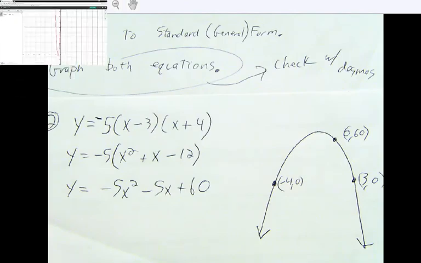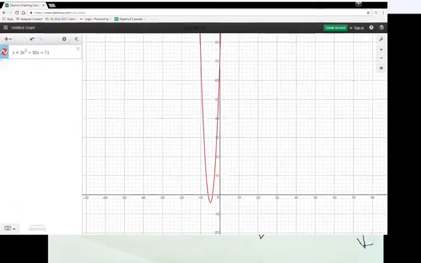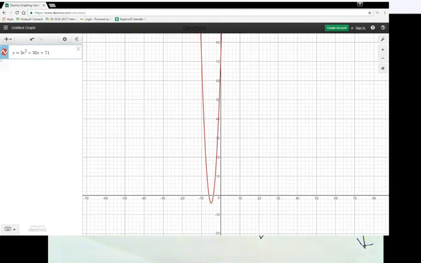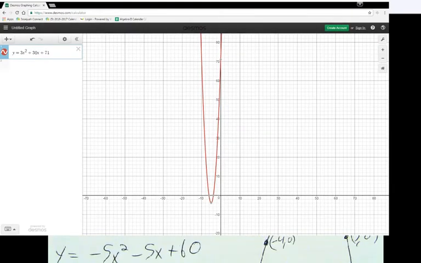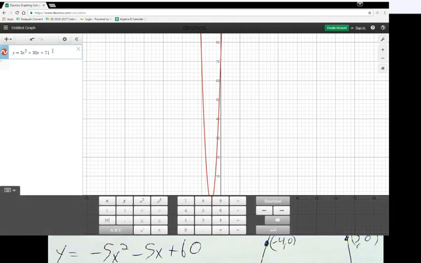So I'm going to make Desmos big. I'm going to do it so that this equation is right there so that you can see it. Okay, so instead of 3x squared, it needs to be -5x squared. Instead of plus 30x, I need to change it to -5x. And instead of plus 71, this should be plus 60.